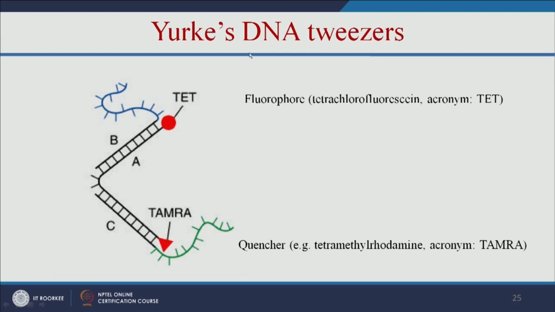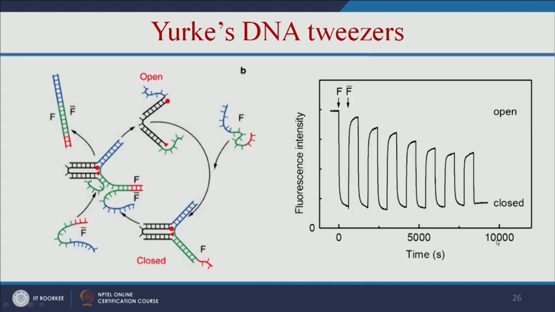Another example is DNA tweezers. Okay, so this is your DNA tweezer. Here you can have a fluorophore, that is tetrachlorofluorescein, in short TET, and another one is a quencher, that is TAMRA. This is called tetramethyl rhodamine, in short TAMRA. So using this we can make the DNA tweezer, we can open the tweezer and we can close the tweezer.